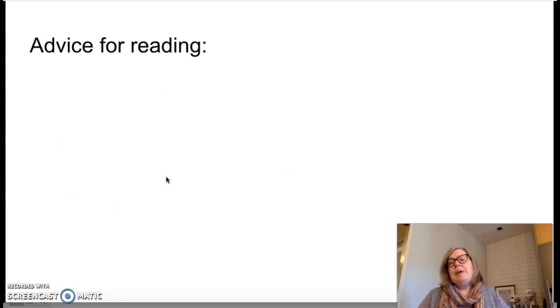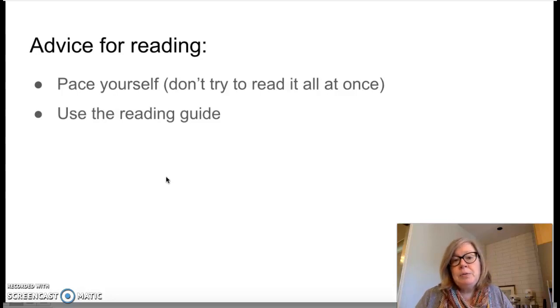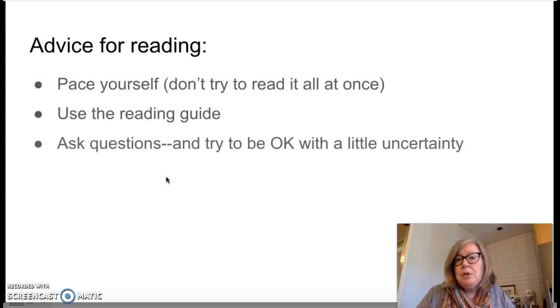So, my advice to you for reading this novel is to pace yourself. Try to read it in smaller sections. Some of the subject matter, because it's about slavery and white supremacy, is emotionally taxing to read. It just really is. I think it's important to read it and confront it. But I would suggest that you pace yourself and don't try to read it all at once. As always, I'd like you to use the reading guide. There's some more info in the reading guide that I haven't provided here. Ask questions. There's a thread in discussions where you can do that, and we'll also have our regular optional virtual sessions. But try to be okay with a little uncertainty. Sometimes you're just not supposed to know what's happening yet, and trust that Whitehead will reveal it to you.